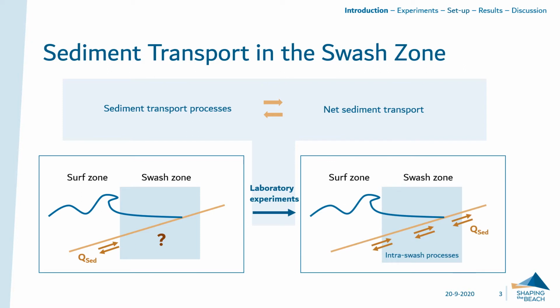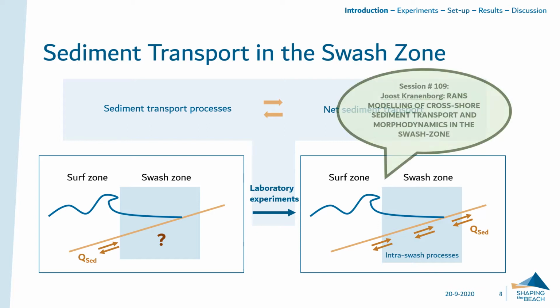A way to obtain such knowledge is through laboratory experiments, where, as opposed to field experiments, wave and beach conditions can be controlled and repeated. Therefore, the overall aim of this project is to observe and quantify the cross-shore sand transport, in particular, how intra-swash processes determine sand transport rates, and ultimately translate this knowledge into a practical numerical model. If you are interested in knowing more about numerical modeling in the swash, you can watch the presentation of Joost Kranenborg.